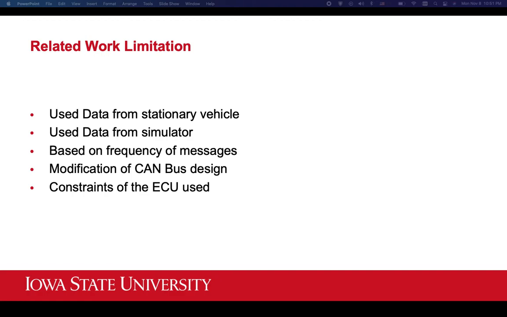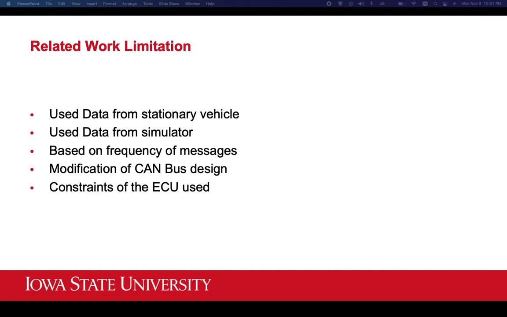Also, they require modification of the CAN bus design, which is not feasible due to the constraints of the ECUs used and even the timing. For example, if you want the car to brake, it needs to act fast. So the brake ECU needs to act fast. If we add an encryption layer to it, it will slow down the communication and we might have a catastrophe or a fatal accident for the drivers.